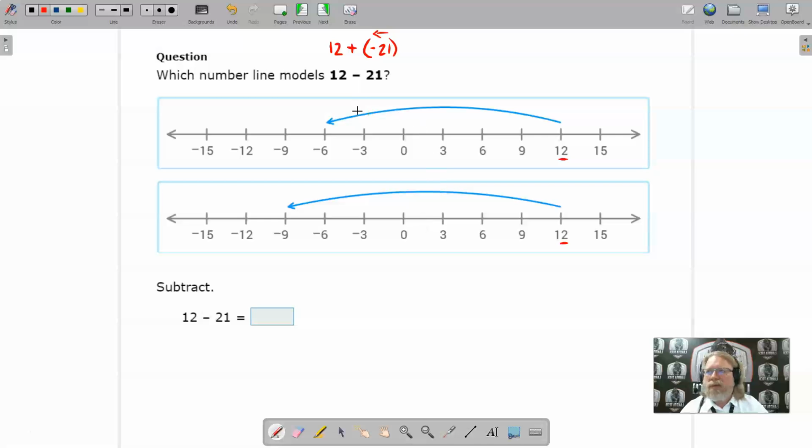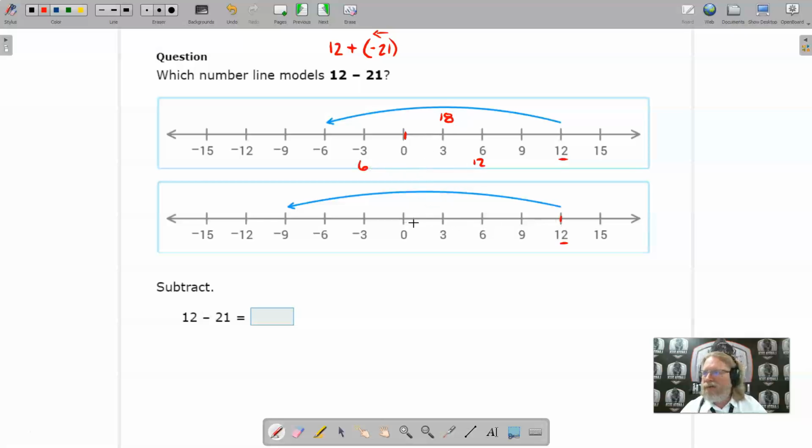So we're going to have to see which one goes 21 spaces. Well, from 12 to 0 is 12 spaces. And from 0 to -6 is 6 spaces. 12 plus 6 is 18 spaces. So this must not be the correct one. Let's double check this one down here.